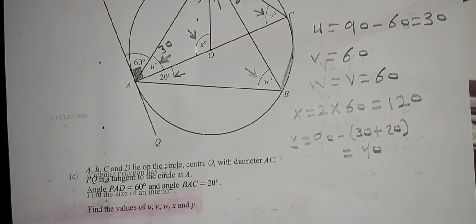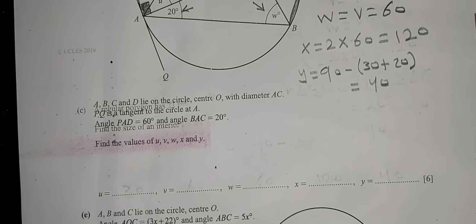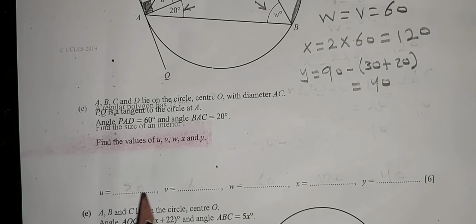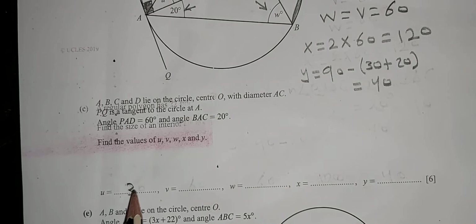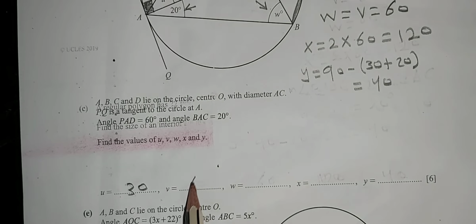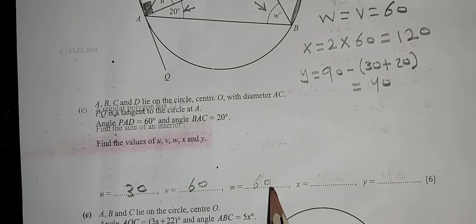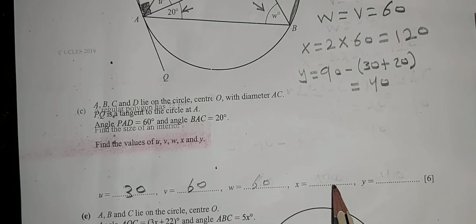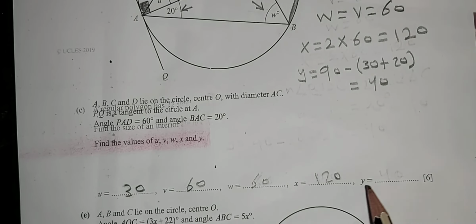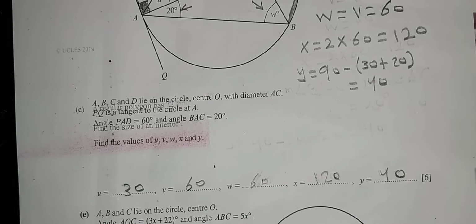Now don't forget to write these values down here. U is 30, V is 60, and W also 60. X is 120 and Y is 40.